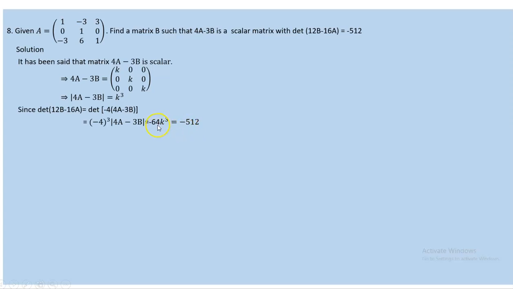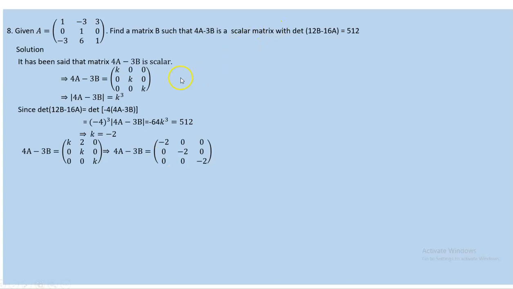Now, students, negative 64 k cube equals negative 512. So from this, one can determine easily what k is going to be. So clearly, k cube is 8, right? K cube is going to be 8. So we obtain k to be negative 2. So from this, what you need to do is directly substitute k equals minus 2 here, student.